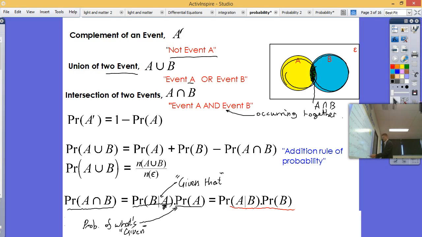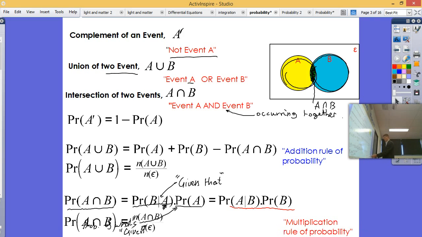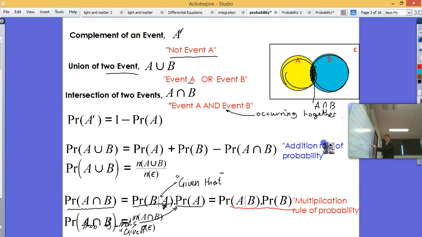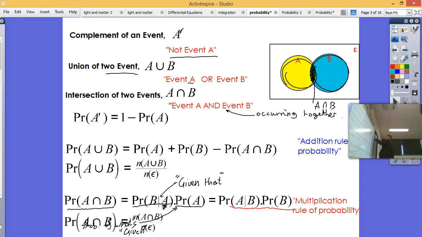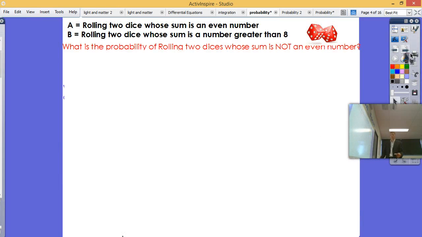Now, fundamental rules. We have the multiplication rule of probability, the addition rule of probability, and the complement of probability, and our different ways in which we talk about our events. So, let's put it to some practice. Let's come back to our dice experiment.